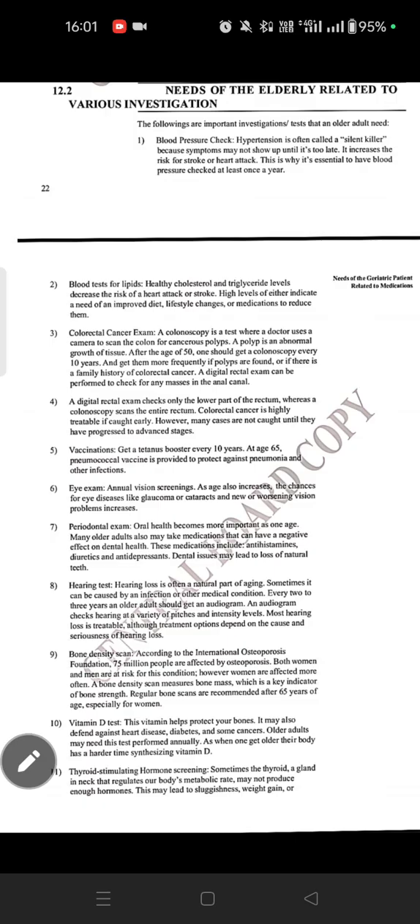Then periodontal exam. It's oral health, which is mainly important for older adults. Medication can have a negative effect on dental health, such as antihistamines, diuretics and antidepressants. So we can do that.